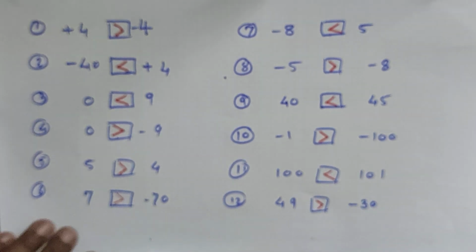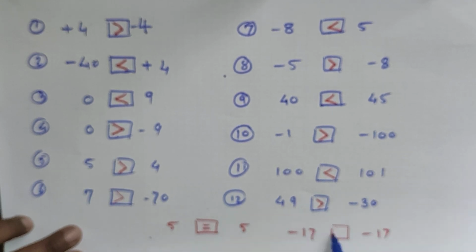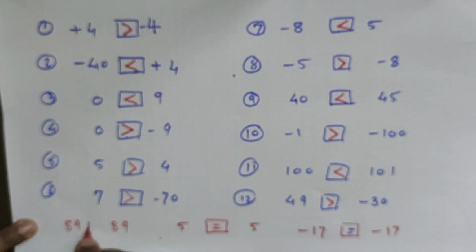And one more example we will take. If the numbers are the same, 5 and 5, then which sign do we have to write in between whenever we are comparing? We have to write the is equal to sign. Okay, or minus 17 and here also minus 17. Which sign do we have to put here? We have to put the is equal to sign. Okay, 89 and 89 you will get here. Which sign? That is the is equal to sign.